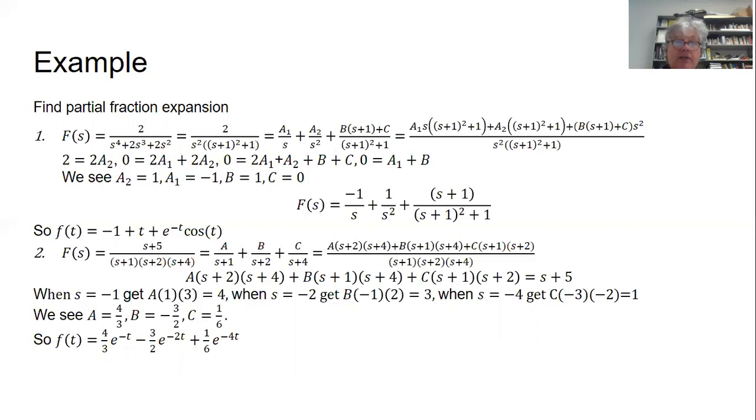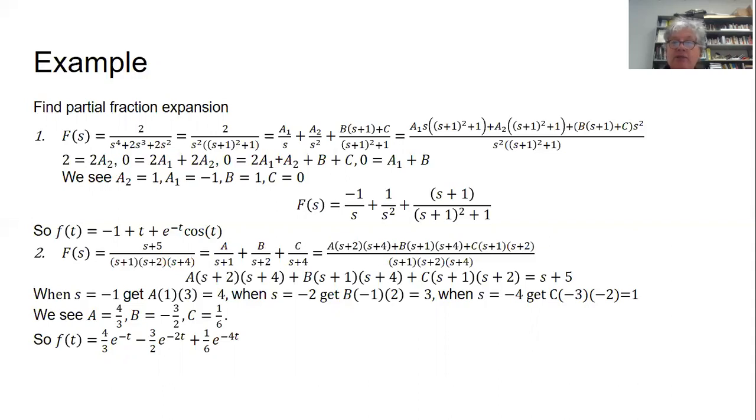We look at the linear term and we get something from A1 and something from A2. We don't get anything from the B's and the C's because we're multiplying that by s squared. So we get 2A1 and 2A2, and that has to equal 0 because there's no linear term on the left. And so since A2 is 1, A1 has to be negative 1.